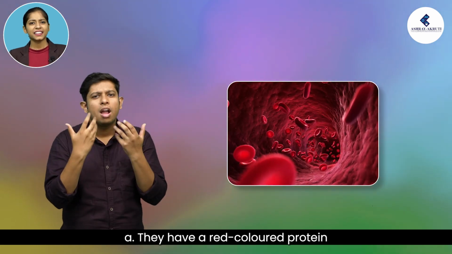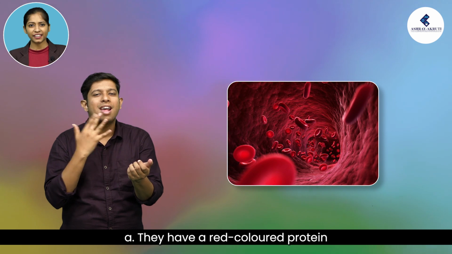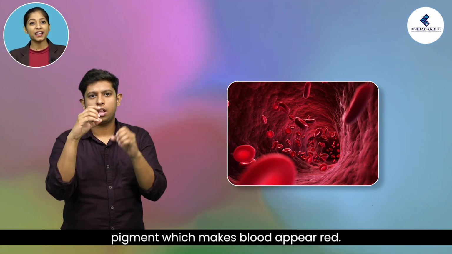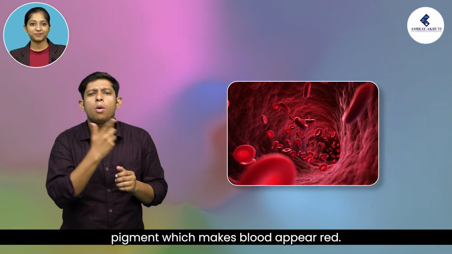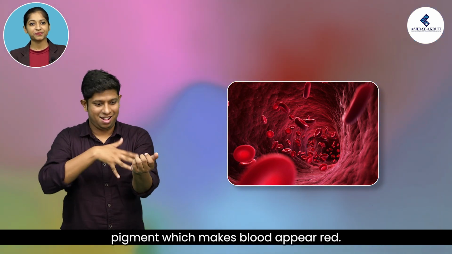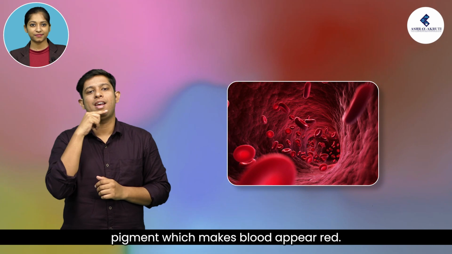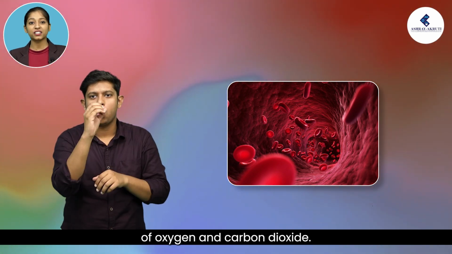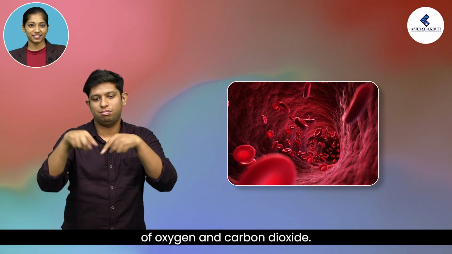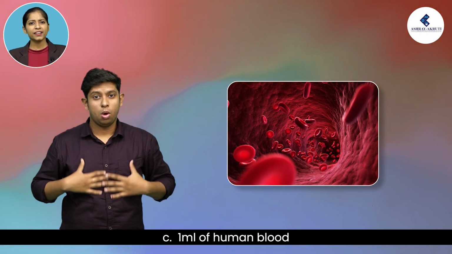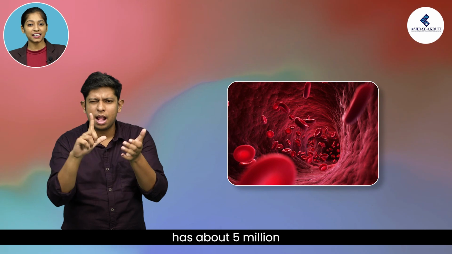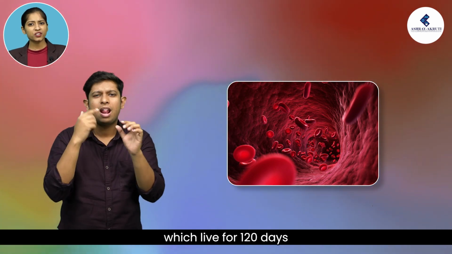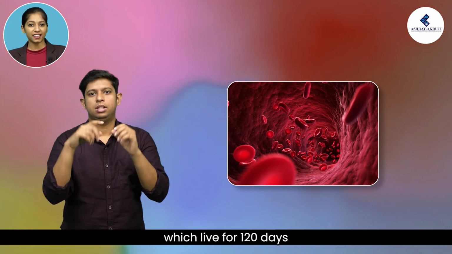RBC. They have a red colored protein pigment called hemoglobin, which makes blood appear red. RBC helps in the transport of oxygen and carbon dioxide. 1 ml of human blood has about 5 million red blood cells, which live for 120 days in blood.